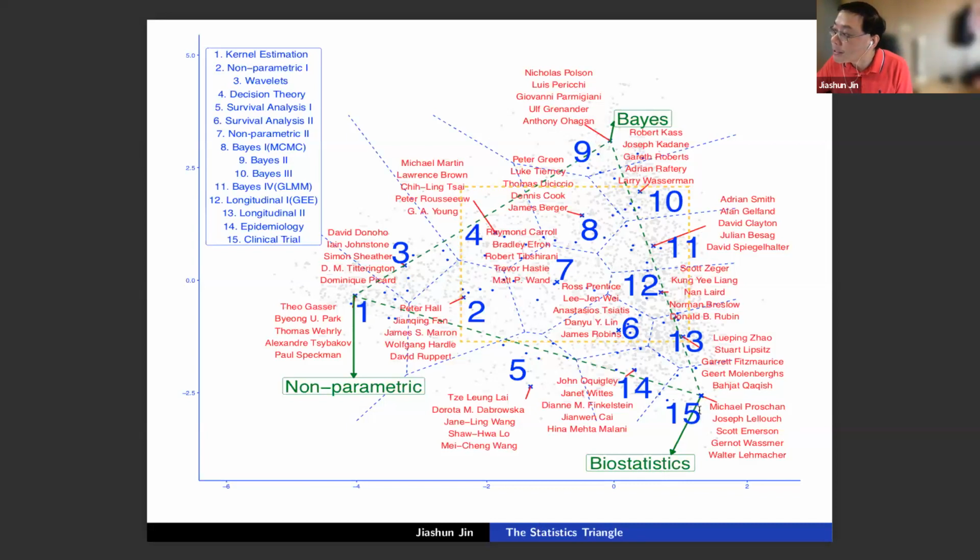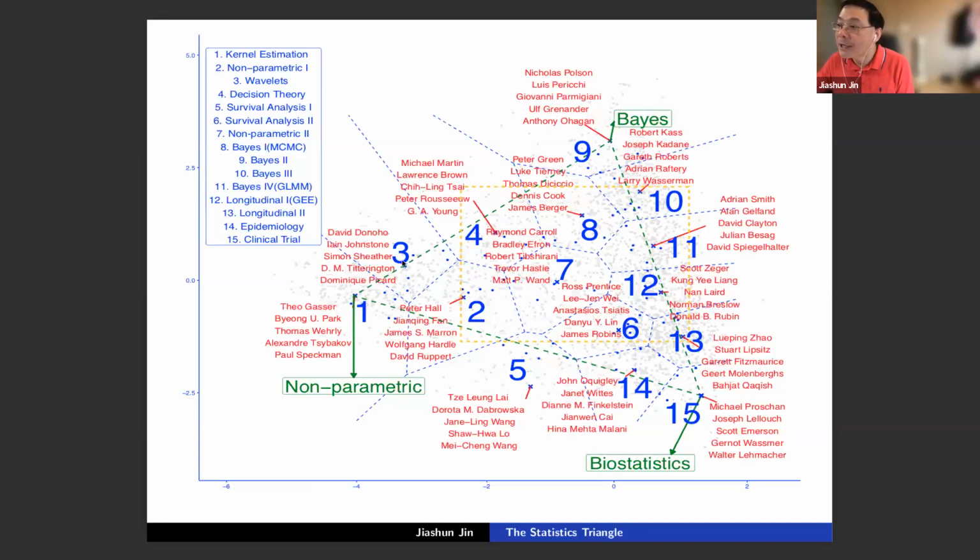And of course, this one is also very interesting: clinical trials. Clinical trials made high impact in cancer studies and other areas, but in this data set, within this scope, their research impact is mostly on longitudinal data and epidemiology, not too much on non-parametric or Bayes. So they become the pure nodes here. This explains why these people fall on the vertices.